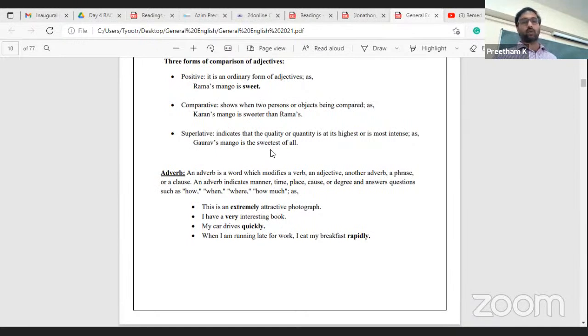Indicates that the quality or quantity is at its highest or its most intense, as Gaurav's mango is the sweetest of all. So compared to, the number is not specifically mentioned. When you mention sweetest, by default you assume the comparison involved is more than 2.